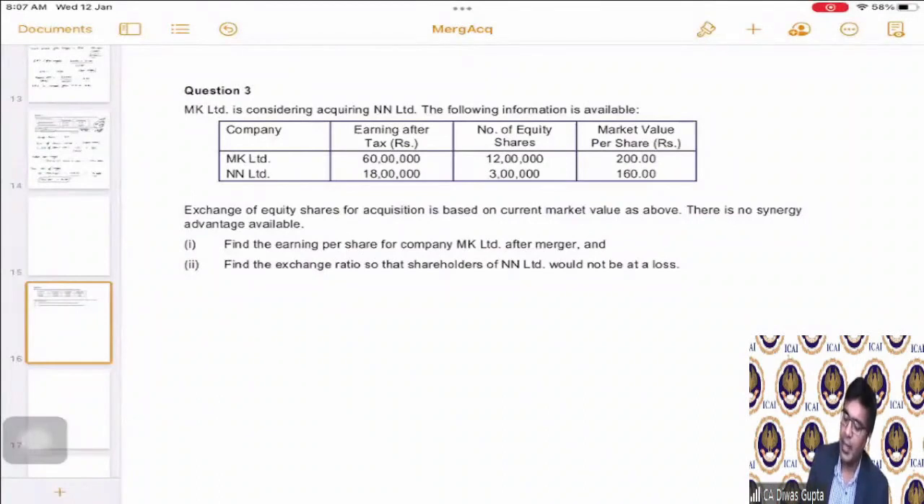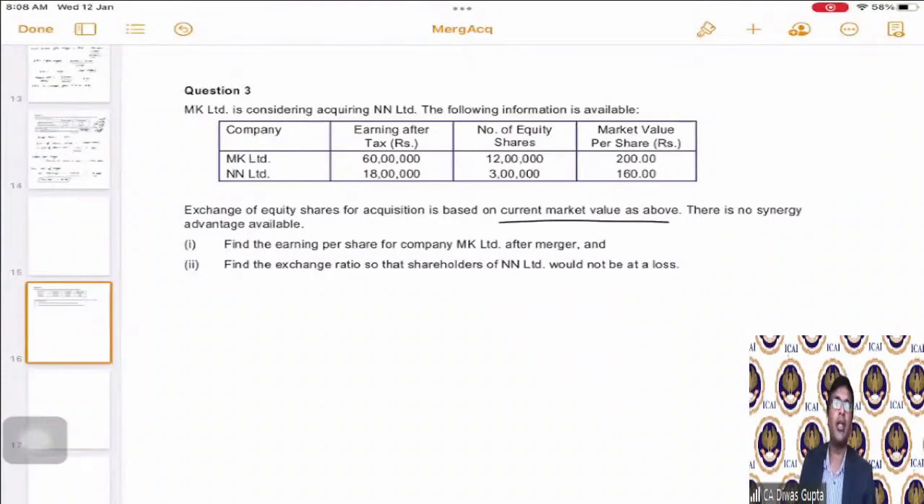MK Limited's earnings after taxes are given, and similarly for NN Limited, the number of equity shares and the market value per share are also given. The exchange of equity shares for acquisition is based on the current market value as above. That means the swap ratio will be based on the market price per share. That is the simple thing they want to convey to us.